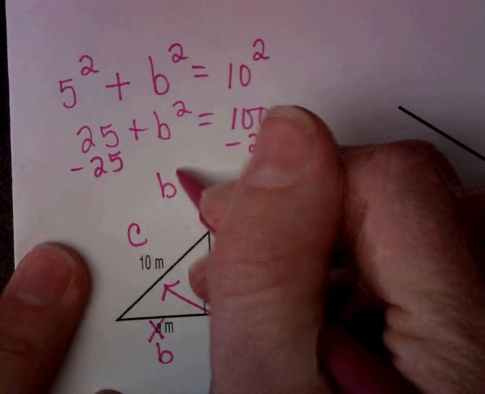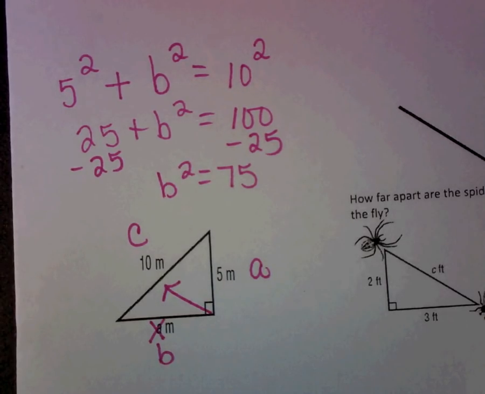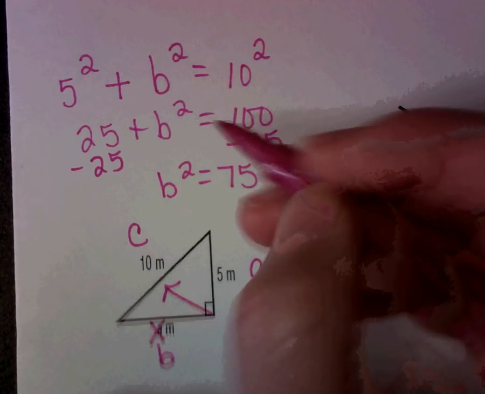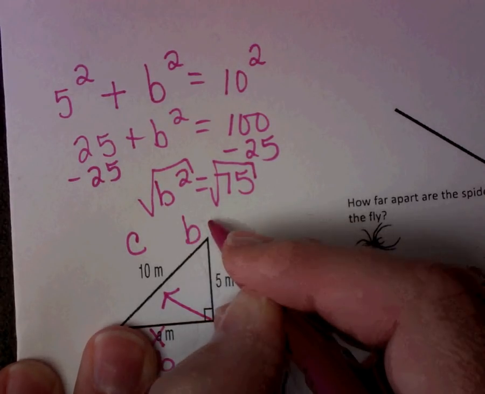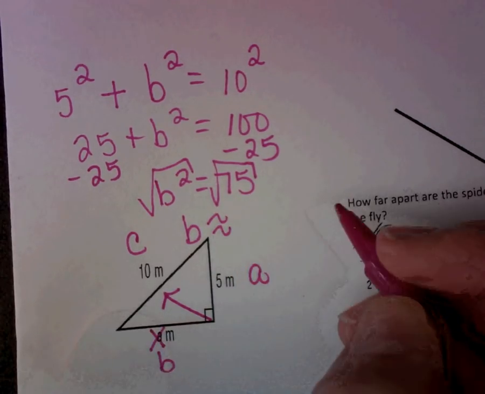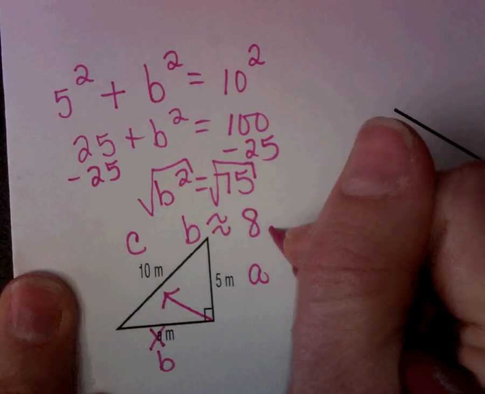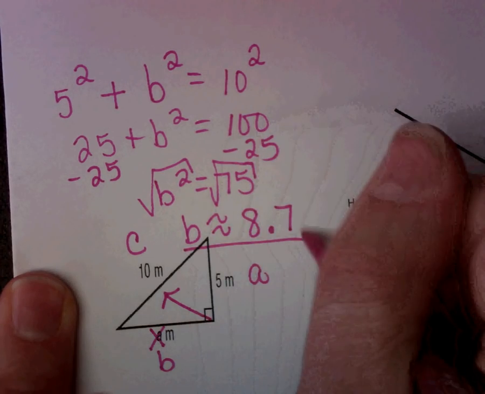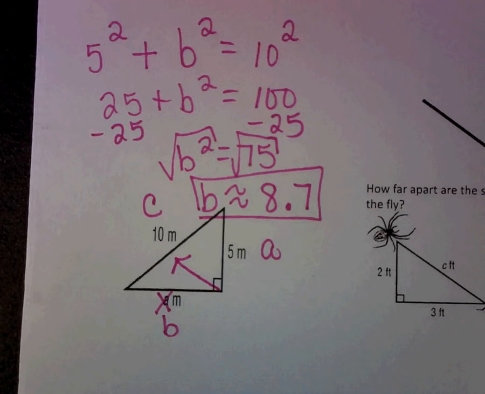Get b squared equals 75. So basically we're saying right now that the area is equal to 75. But if I want to find the actual side length, we now need to take the square root. And so b is going to be about, because this comes out to a decimal, if I round to the tenths place, it would be about 8.7. And that is the length of our missing side. Okay? Let's look at the one below it.